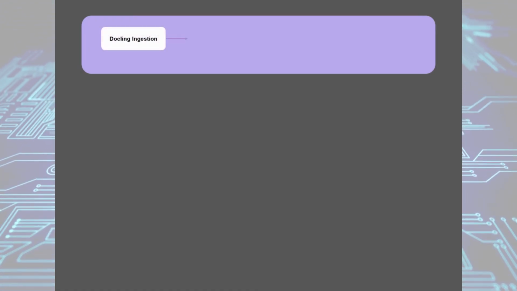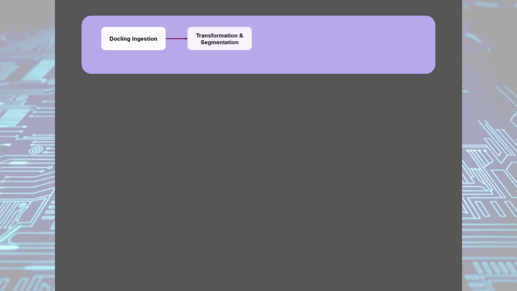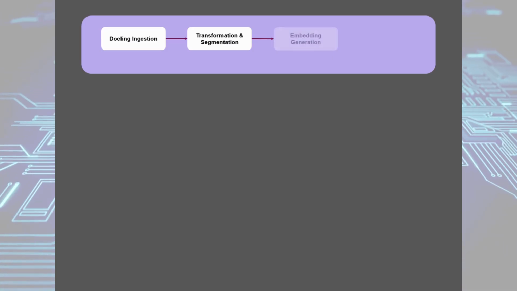We started with Docling ingestion, bringing in structured and unstructured content from multiple sources. These documents were then passed through a transformation and segmentation phase, where content was cleaned, split, and organized into meaningful chunks. Next came the embedding generation.